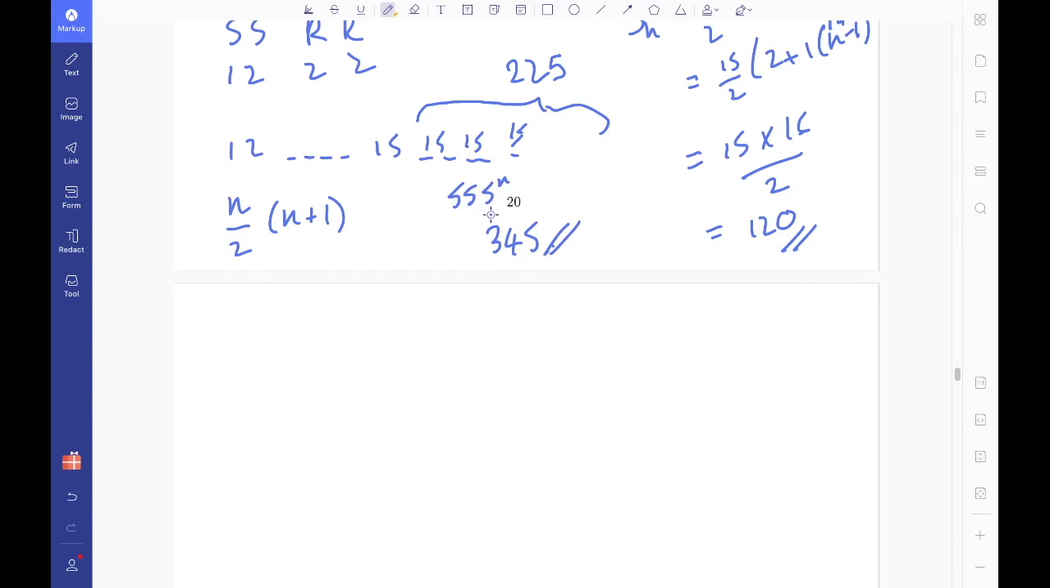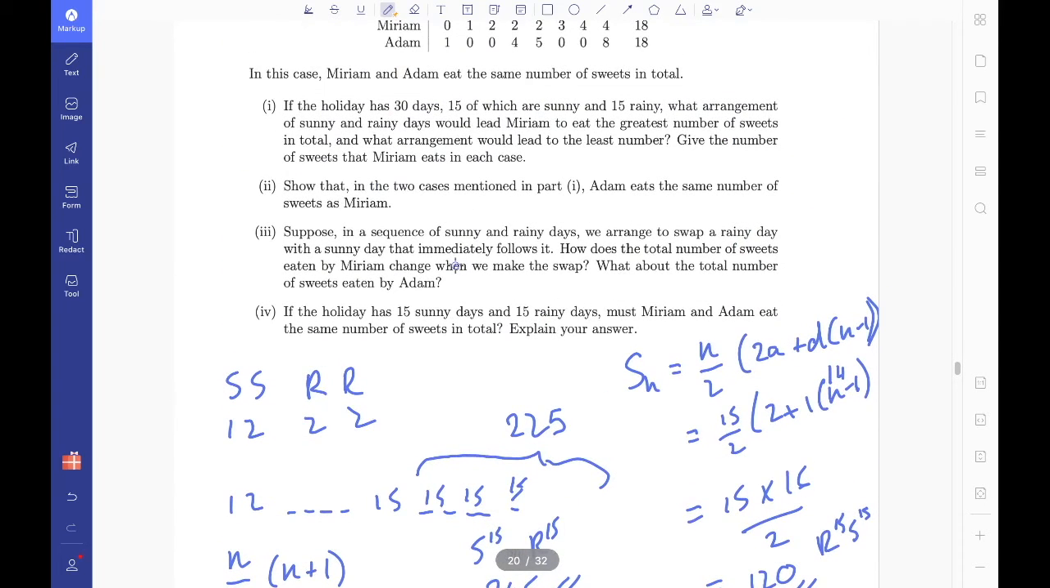I could write it as sunny to the power of 15 times rainy to the power of 15, if that's the notation I'm going to use. And here I would use rainy to the 15, sunny to the 15. All right, that's fine. So that's part I done.